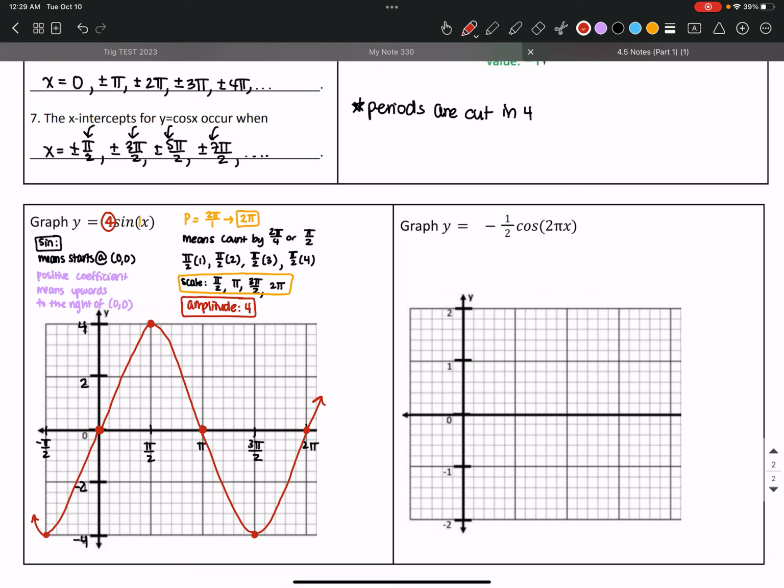Most of the time when you graph sine or cosine, you're expected to graph 2 periods. In this case, I just graphed 1 and a little bit extra.